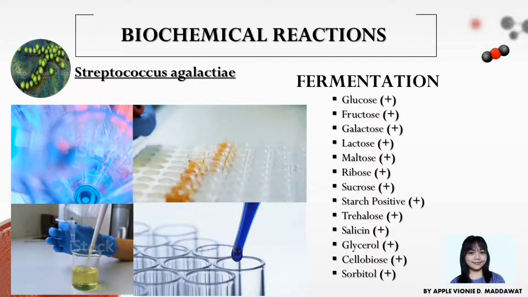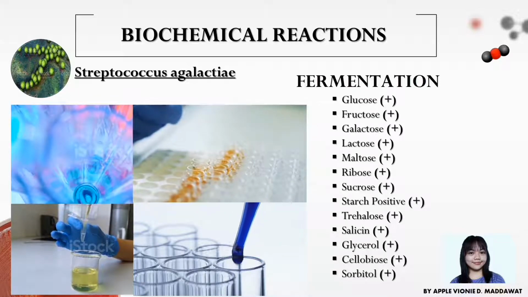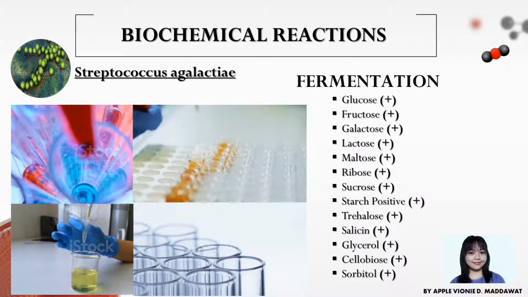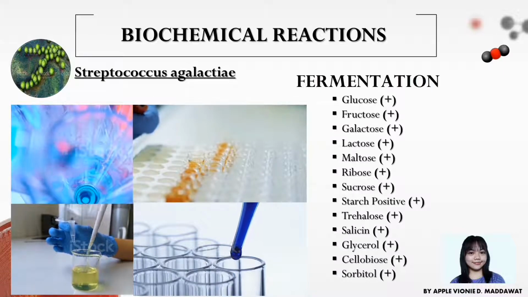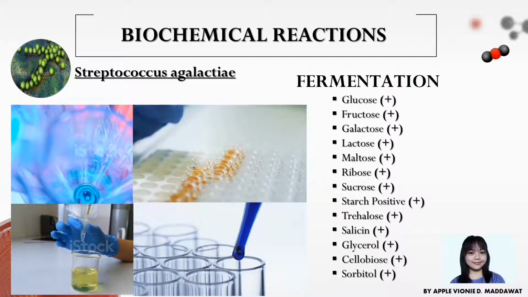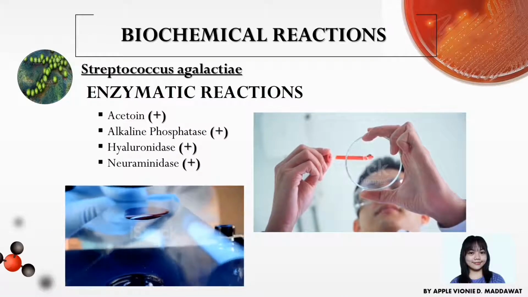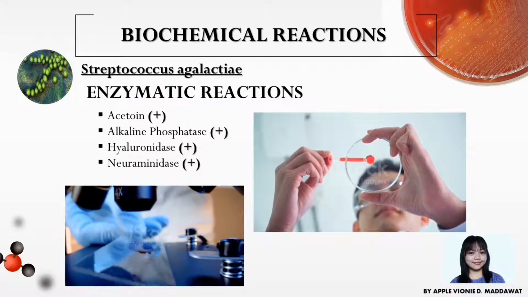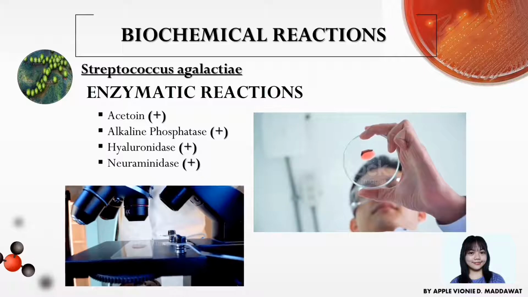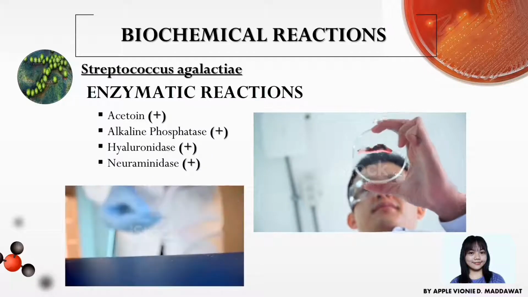For the fermentation reactions of Streptococcus agalactiae, it is positive in the following: glucose, fructose, galactose, lactose, maltose, ribose, sucrose, starch, trehalose, salicin, glycerol, cellulose, and sorbitol. Lastly, we have the enzymatic reactions of Streptococcus agalactiae. Acetoin, alkaline phosphatase, hyaluronidase, and neuraminidase have a positive reaction for Streptococcus agalactiae.